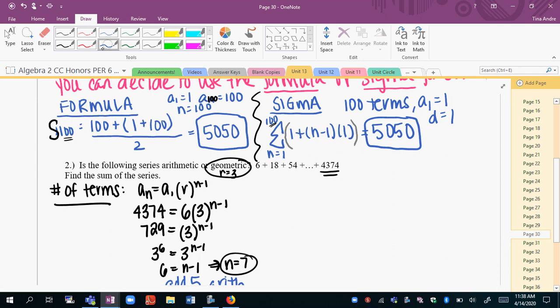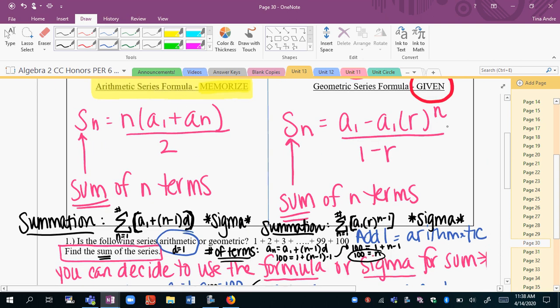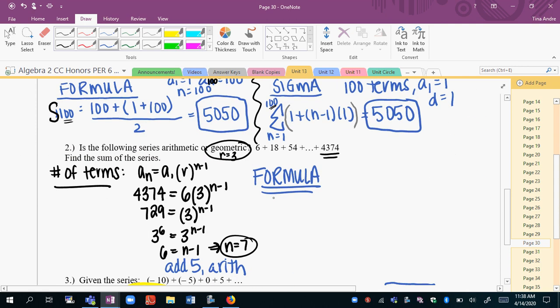So now I can do this using the formula or using sigma. If I want to use the formula, let's try that way. Going up top here, using this formula that's given to me, let me write it down first.